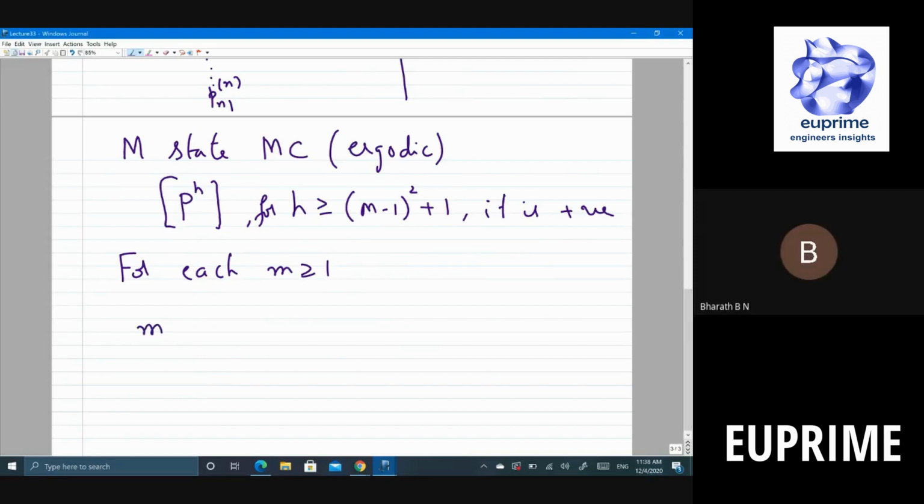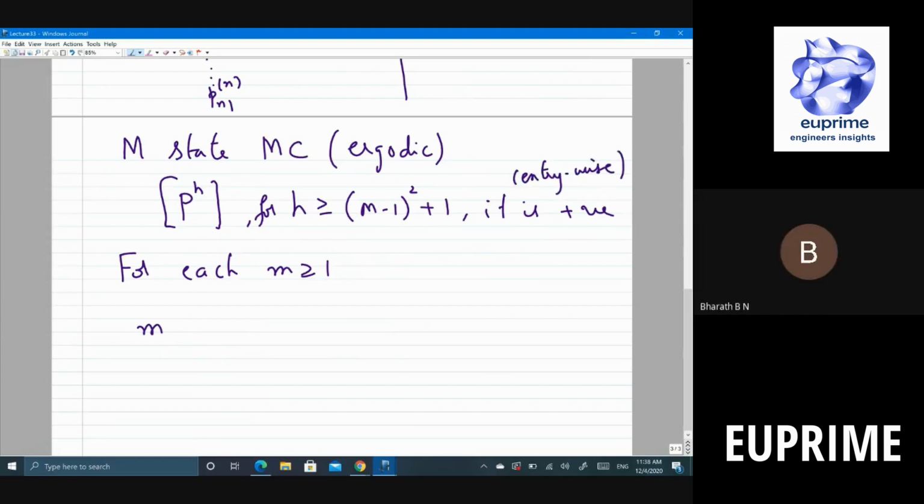Yes, sir. P to the power h is positive. It means that this matrix is positive definite, or each entry is positive, sir? Each entry is positive. P to the power h being positive means positive entry-wise. Okay, sir.